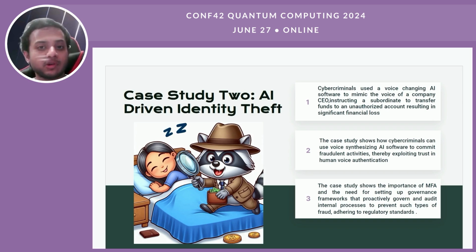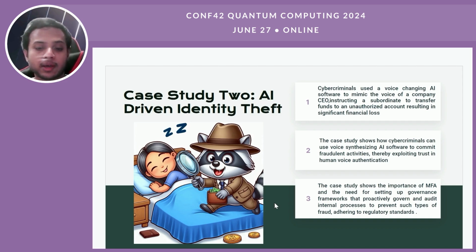So criminals use AI voice synthesis tools in this case to impersonate a CEO, basically directing a subordinate to transfer funds to an unauthorized account. This leads to a huge financial loss as well as a reputational hit. This case study basically shows how criminals can use voice synthesizing AI software to commit fraudulent activities, thereby exploiting the trust in human voice authentication.